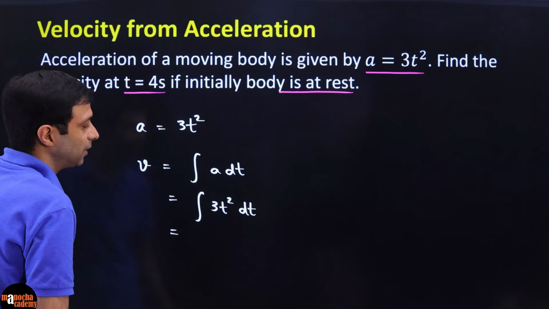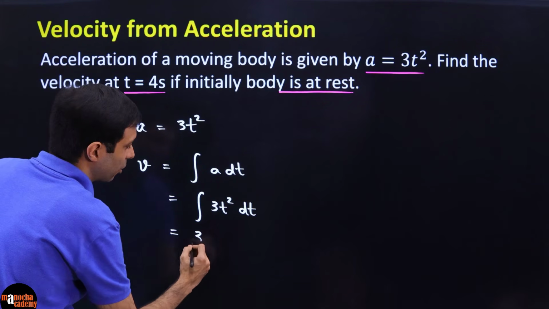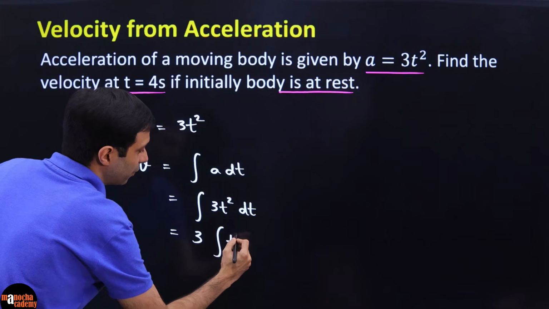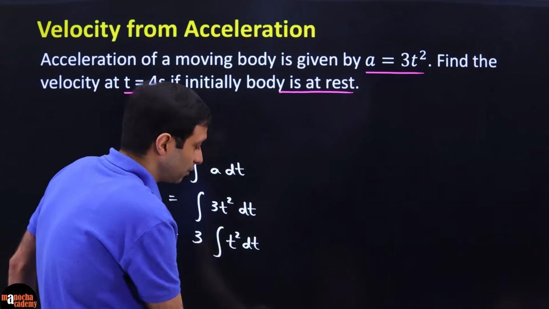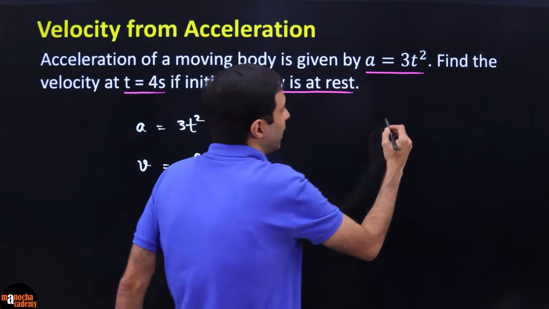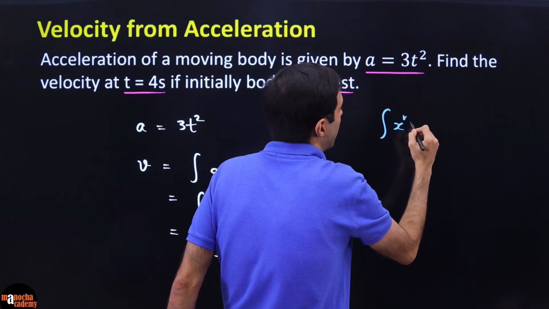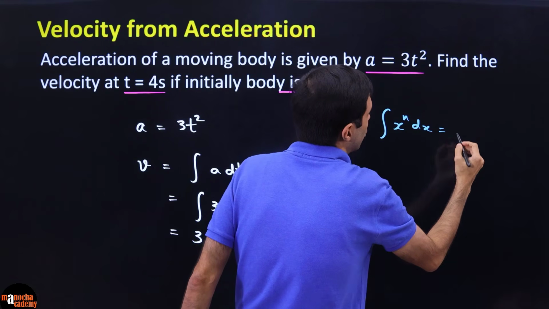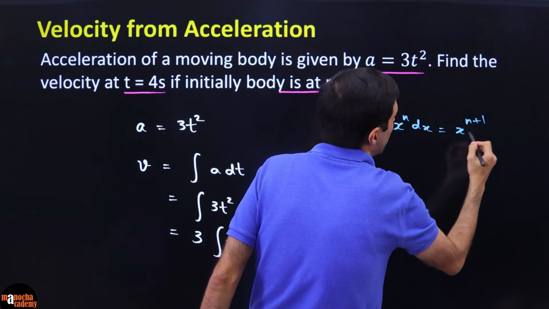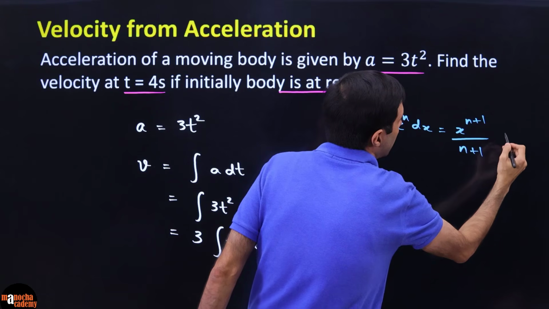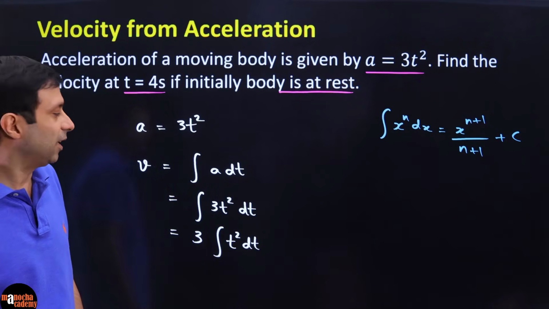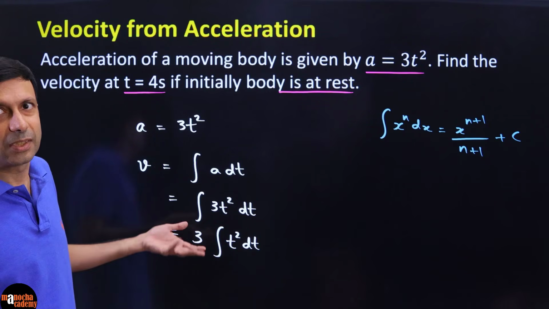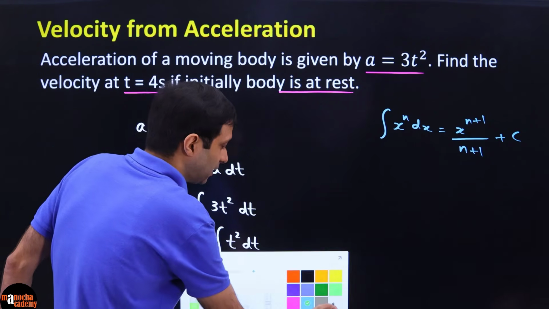So what will that be, guys? You bring the 3 outside, it's a constant. Integration of t square dt. And once again, use your maths formula that the integration of x to the power n dx is going to be x to the power n plus 1 by n plus 1, and if it's indefinite, you will have a constant over there, plus c. Since no time interval is given, I'll have to take that constant plus c here.